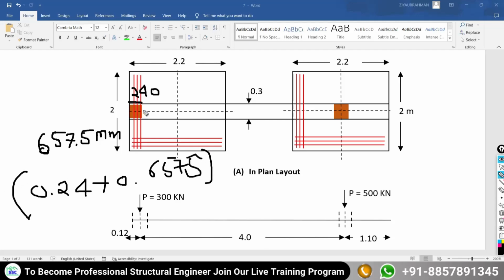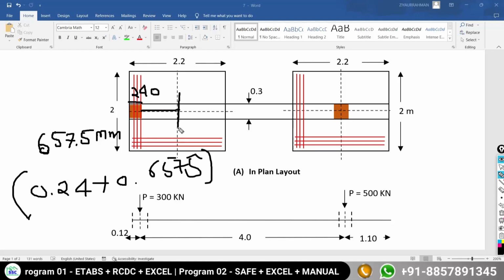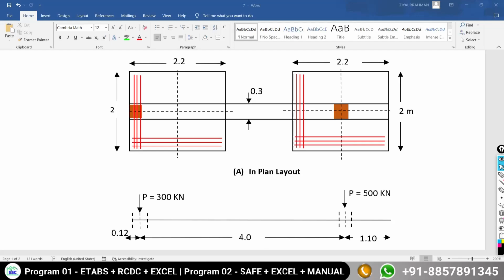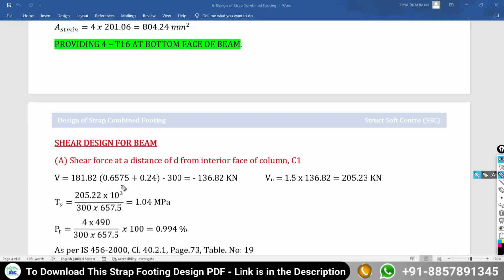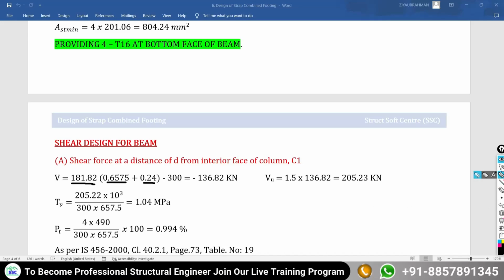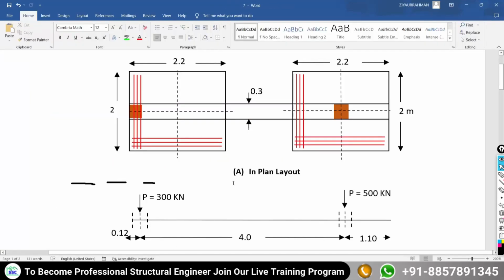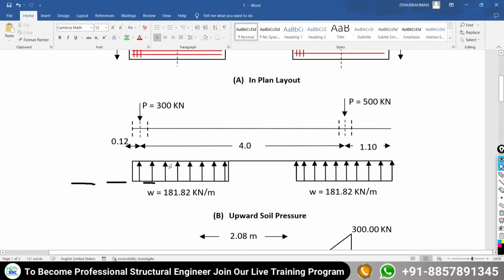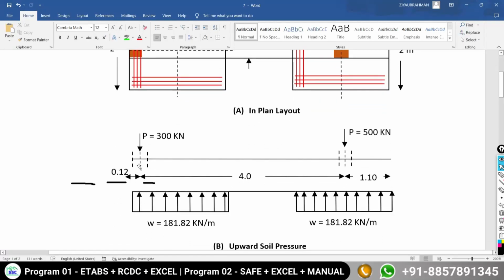So this is the complete span where we are going to consider the critical section, where we have to calculate the shear force or nominal shear stress. The same calculation is given here. Have a look at this equation. It is the same distance, 0.6575 plus 0.24, and it is the upward soil pressure. By considering the full width of the foundation, we are getting the value as 181.82. Have a look at the figure again so you can understand. We have to multiply this with the span, so we are coming up to this point.